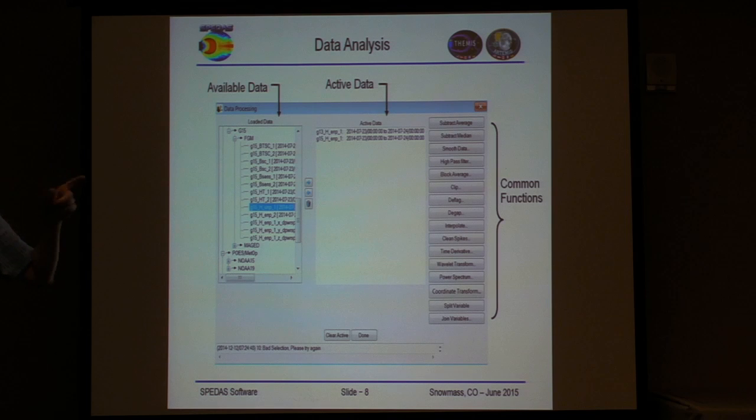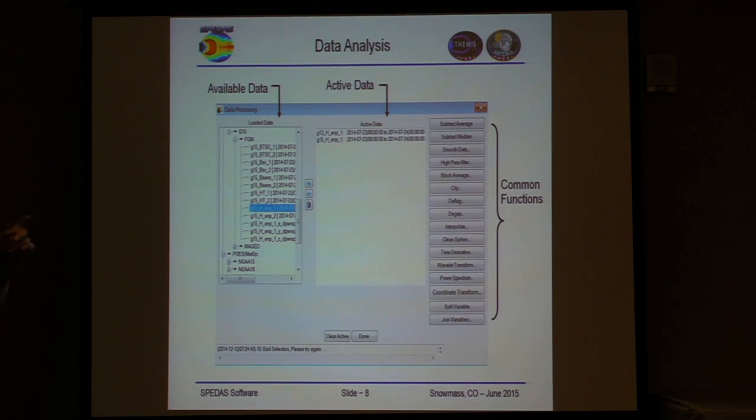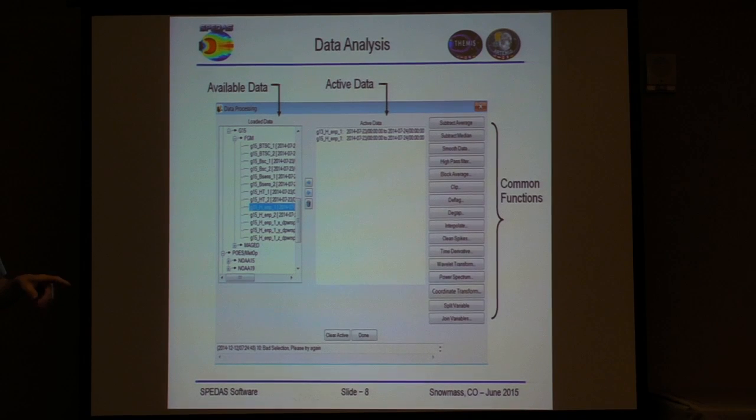It'll pop up a little window and ask you for smoothing widths or number of points or so forth. And then it will apply that operation to all the data you selected, and then it'll tack on some kind of suffix to it, and then you get the transform variables in the active data area, and they get put into the loaded data tree.